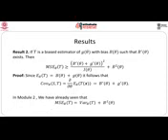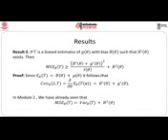Now we consider another result, Result 2. If T is a biased estimator of g(θ) with bias b(θ) such that b'(θ) exists, then MSE of T is greater than or equal to (b'(θ) + g'(θ))² divided by I(θ) plus b²(θ).